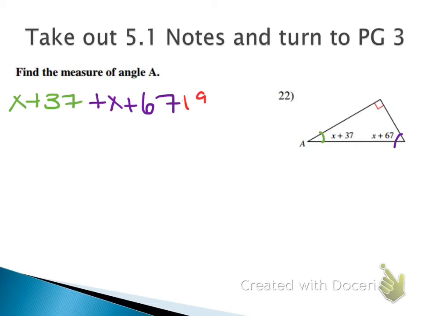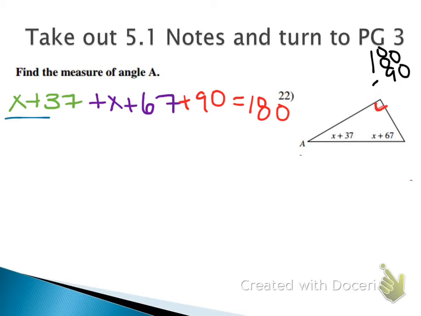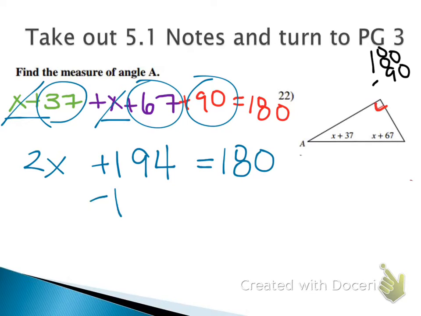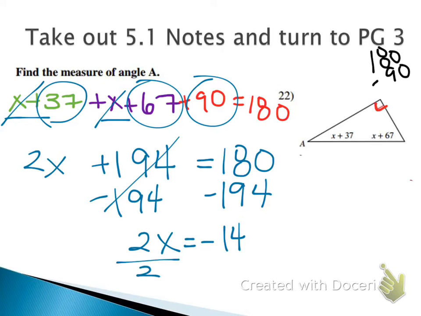Combine like terms. We've got x and x, which makes 2x. And then 37, 67, and 90 make 194. Equals 180. Subtract 194. 2x equals negative 14. Divide by 2. And x equals negative 7.